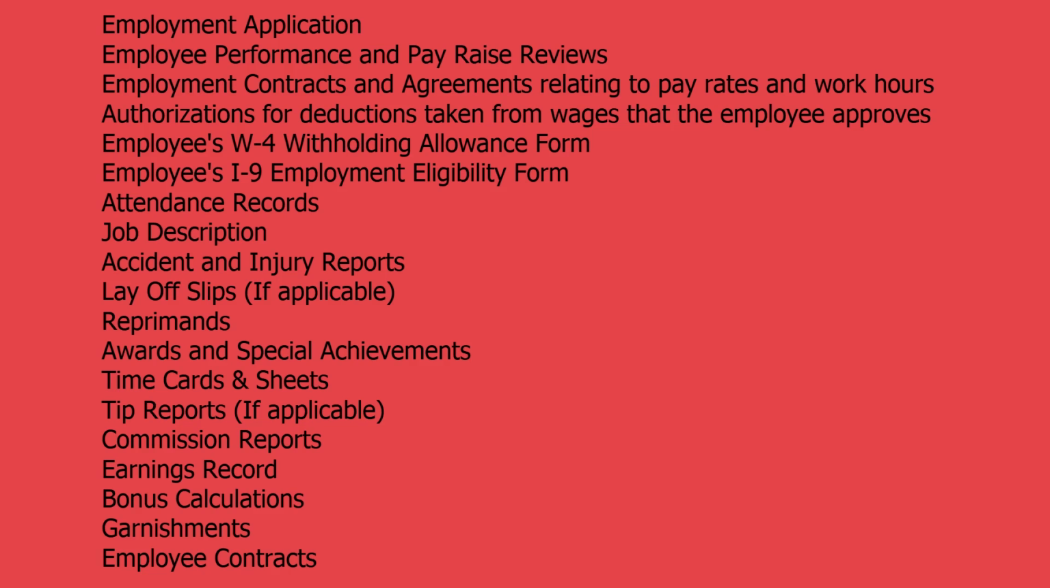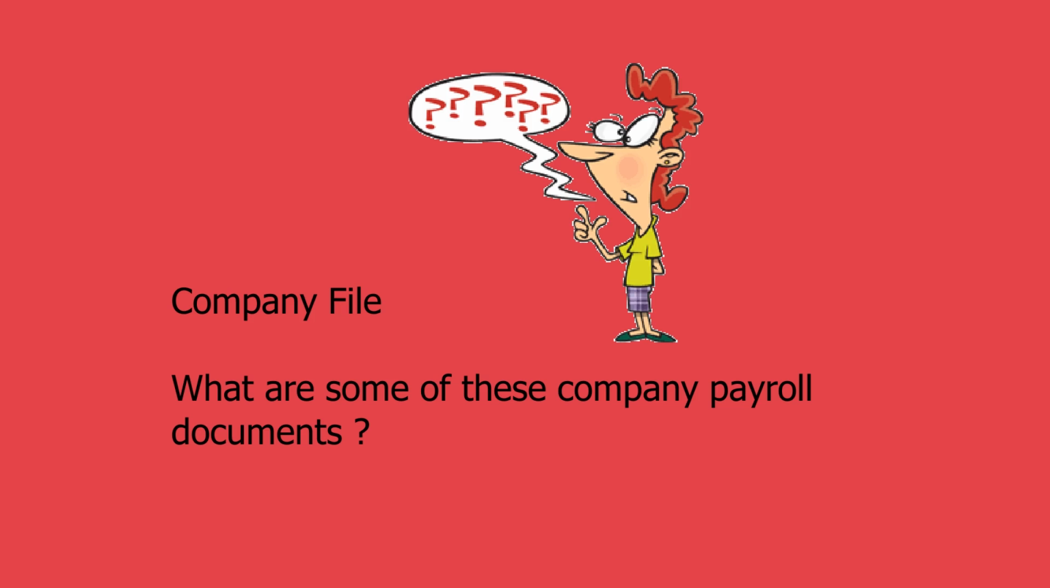Attendance records. Job description. Accident and injury reports. Layoff slips if applicable. Reprimands. Awards and special achievements. Time cards and sheets. Tip reports if applicable. Commission reports. Earnings record. Bonus calculations. Garnishments. Employee contracts. Company file. What are some of these company payroll documents?